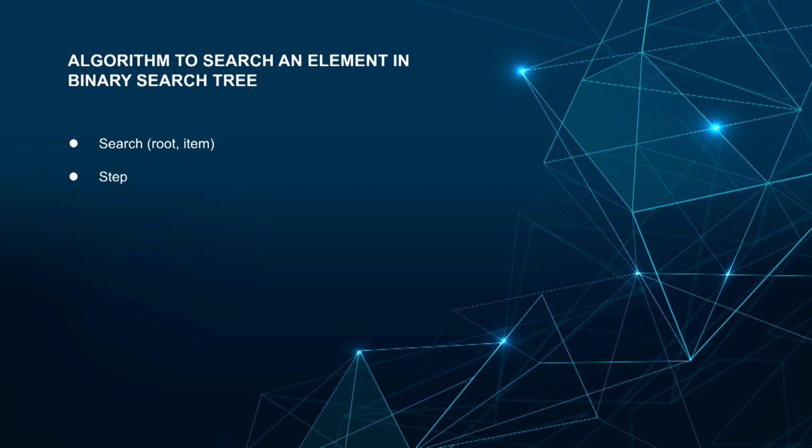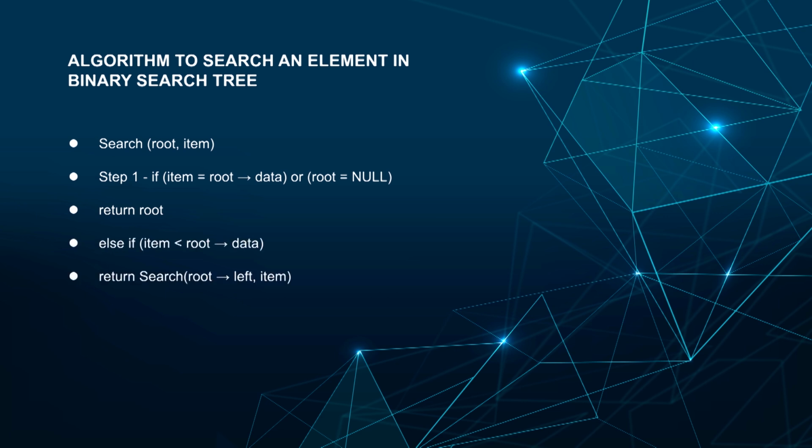So, the algorithm to search for an element in a binary search tree. Step 1: search the root item. If the item equals the root's data, or the root equals null, then return the root. If you find your searching item at the root, the search is successful. Do not compare with anyone and do not shift your pointer to any left subtree or right subtree.